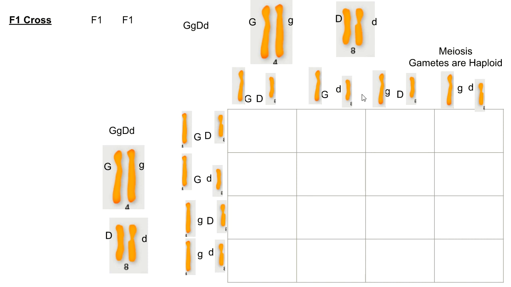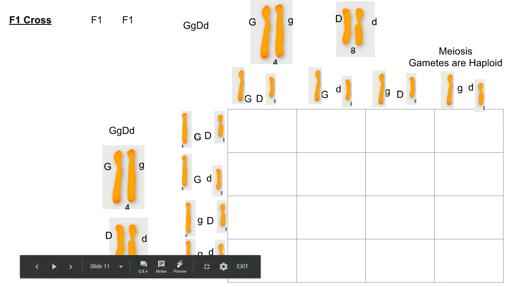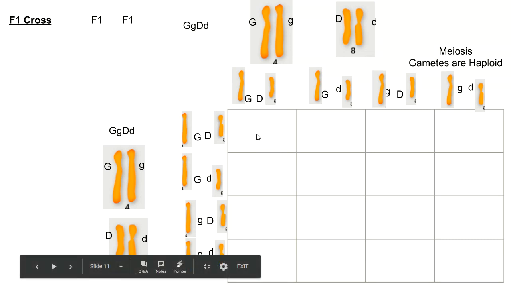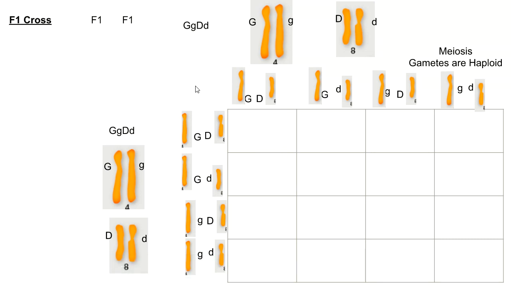But the outside, again, remember, what is the outside of the Punnett square? It is the gametes. What are all of the boxes on the inside? Possible zygotes. What's our F2? We bring down a G, we bring over a G. Bring down a D, we bring over a D. So the first genotype of that first box is big G, big G, big D, big D.